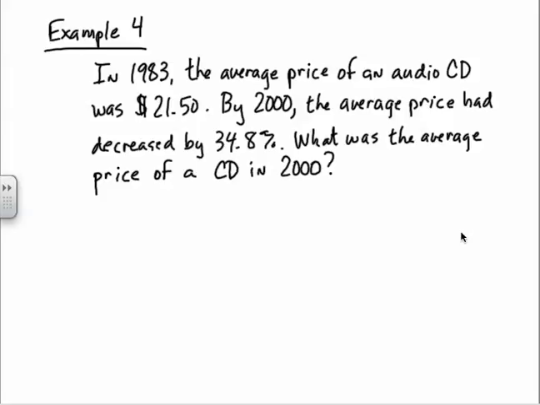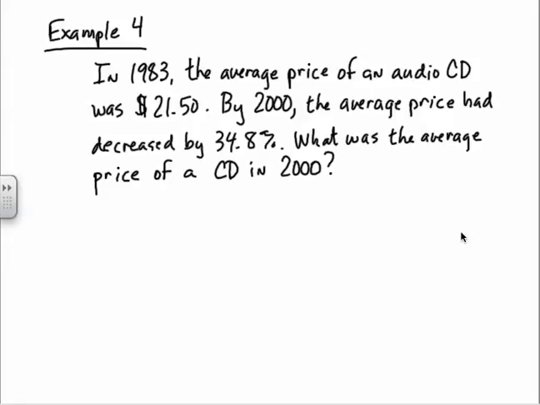It says in 1983, the average price of an audio CD was $21.50. Now you guys will remember I told you the story that I saw a CD player in 1983 in Boston, and it was the size of a dishwasher. It's gotten a lot better. In fact, we don't even use CDs anymore. We use iPods and that kind of stuff. But anyway, here we go.